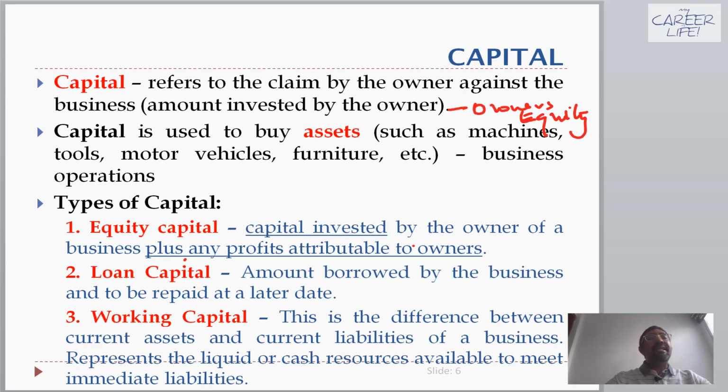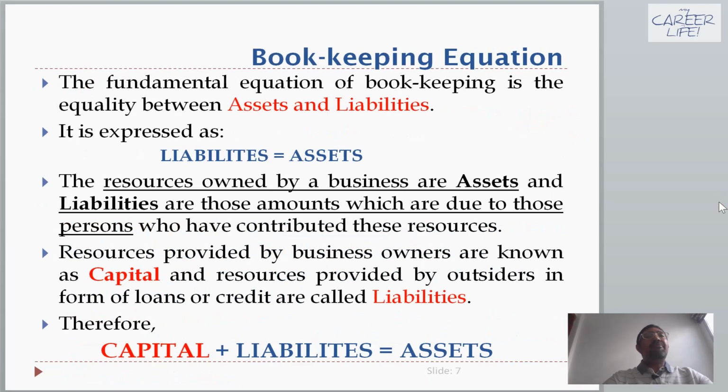Working capital is the difference between the current assets and current liabilities of any business. We have learned about assets, liabilities, and capital. Now let us look at the bookkeeping equation, which involves these three items. The fundamental equation of any bookkeeping is the equality between assets and liabilities. It is important that these two are equal to each other.